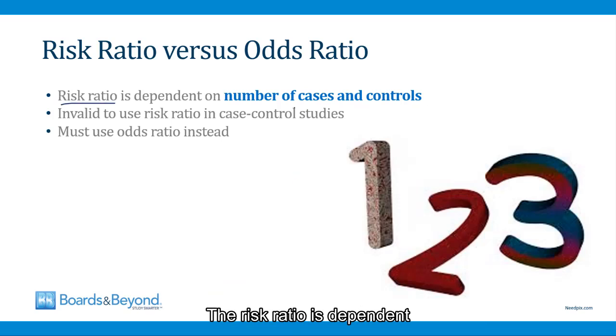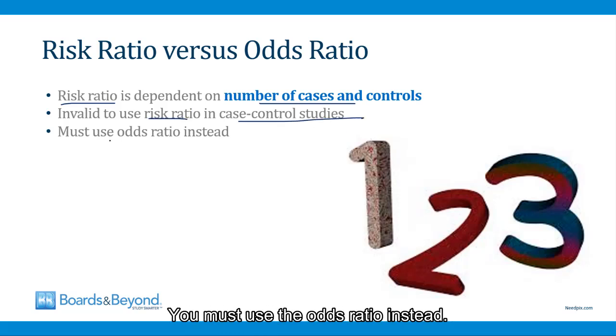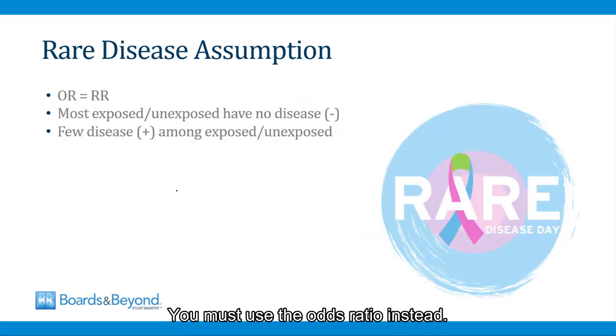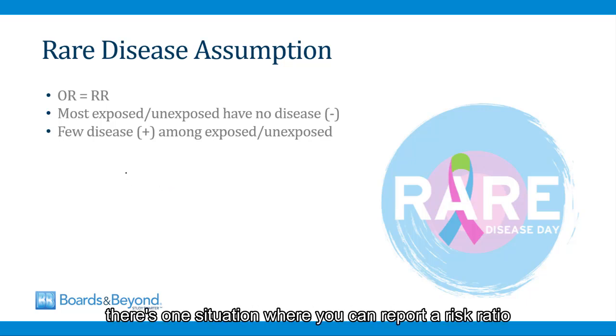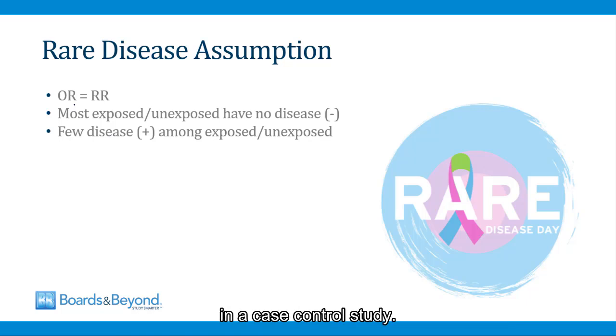The risk ratio is dependent on the number of cases and controls in a case control study, so it's invalid to use the risk ratio in case control studies. You must use the odds ratio instead. There is one exception to everything I've just been telling you on the last few slides. There's one situation where you can report a risk ratio in a case control study.